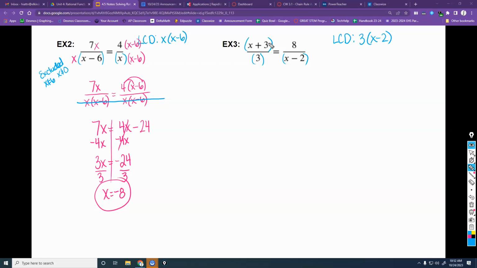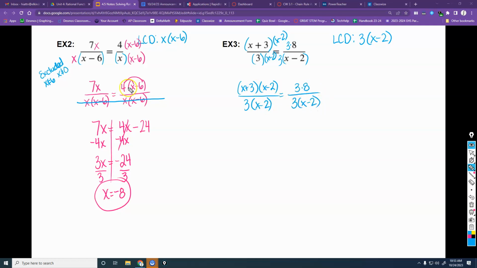All right, some of you guys are getting stuck. So what you're doing is you need an x minus 2 for this first one, and you need a 3 for the second one. So that would give you x plus 3 times x minus 2 over 3 times x minus 2. And then over here you've got 3 times 8 over 3 times x minus 2.